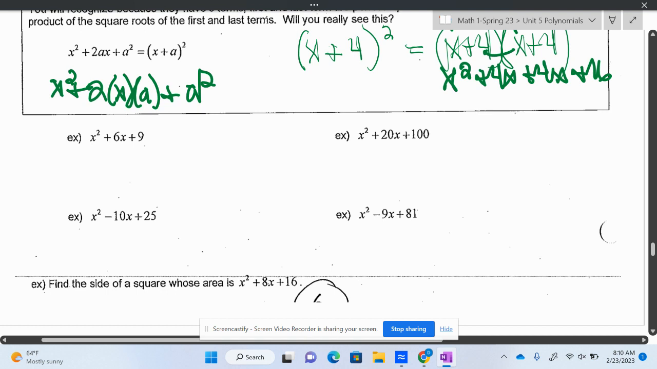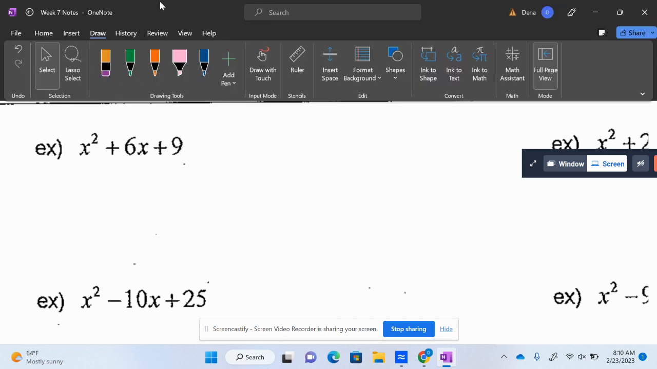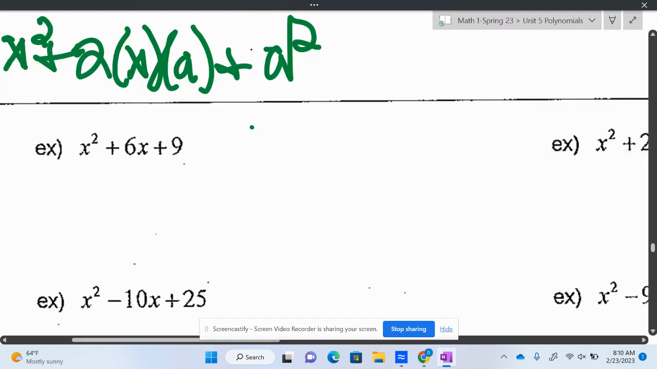So anyway, we're going to just jump down to here, and I'm just going to tell you how to look at this. You can factor this with a times plus chart if you want, just like we've been doing.